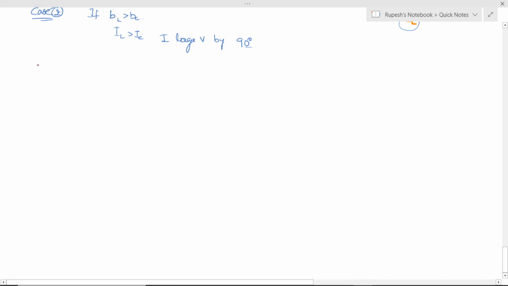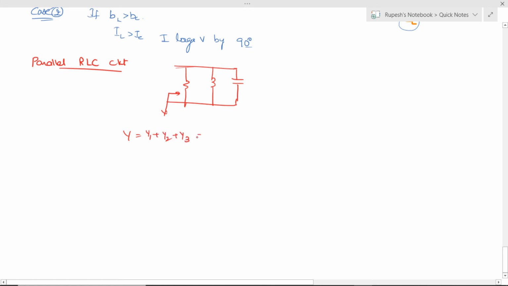Next one is parallel RLC circuit. Here R is here, L is here, and C is here, and all the three are in parallel. And the resultant admittance Y is given as Y1 plus Y2 plus Y3.